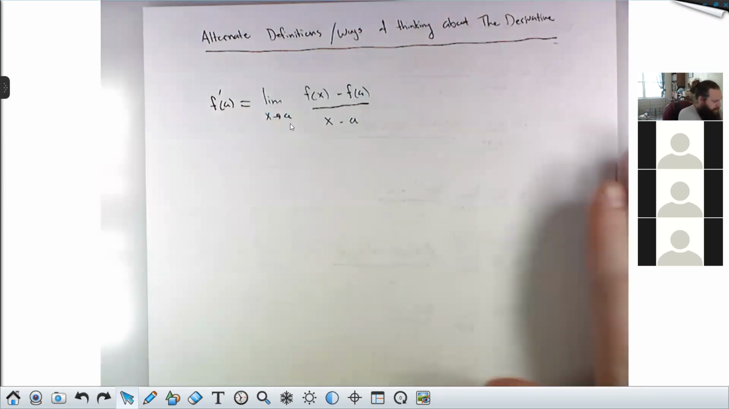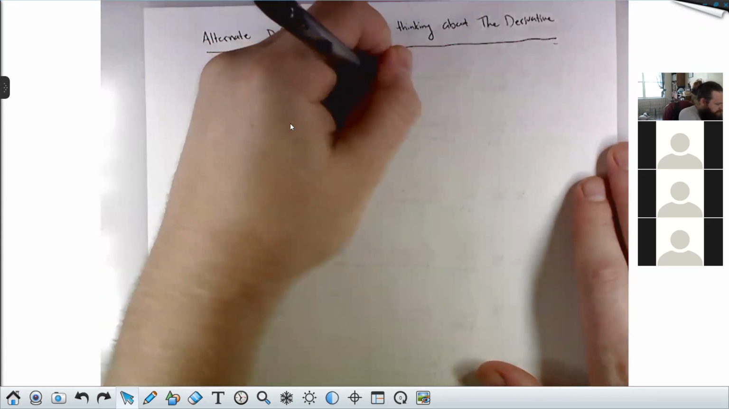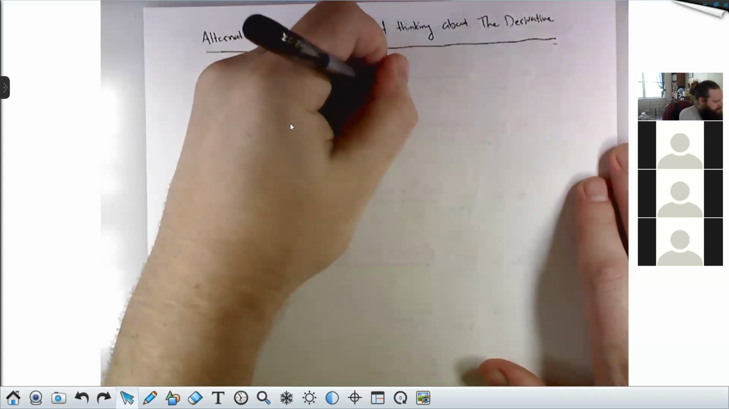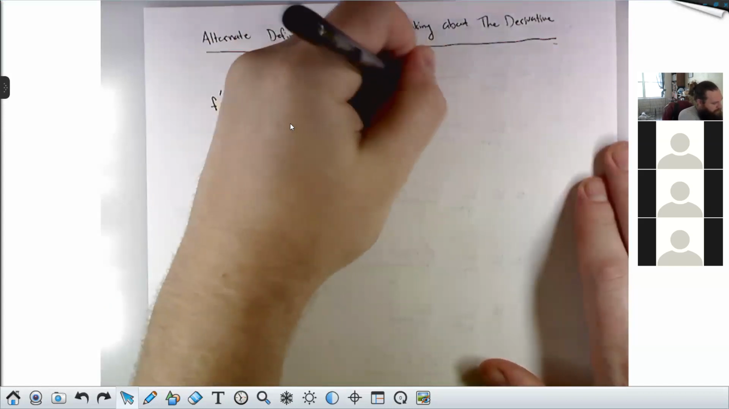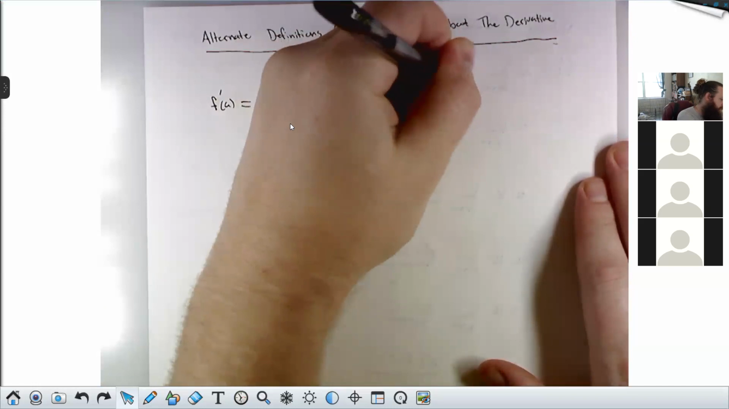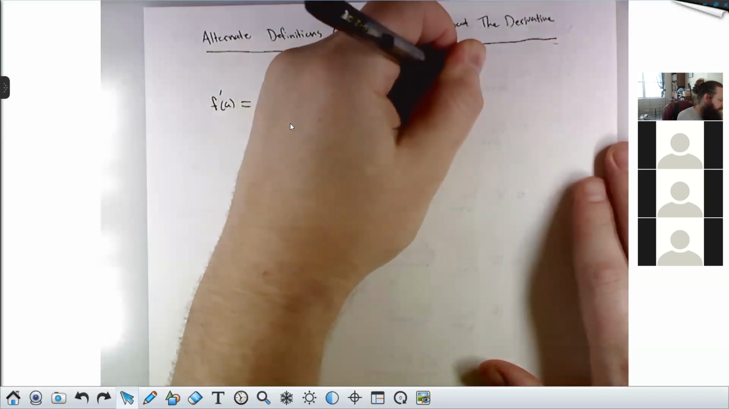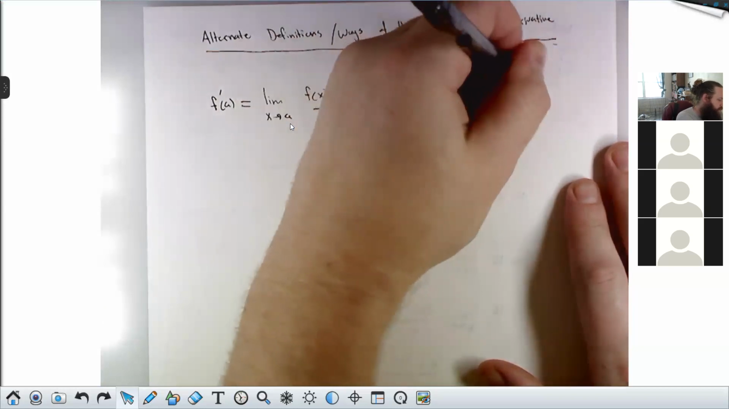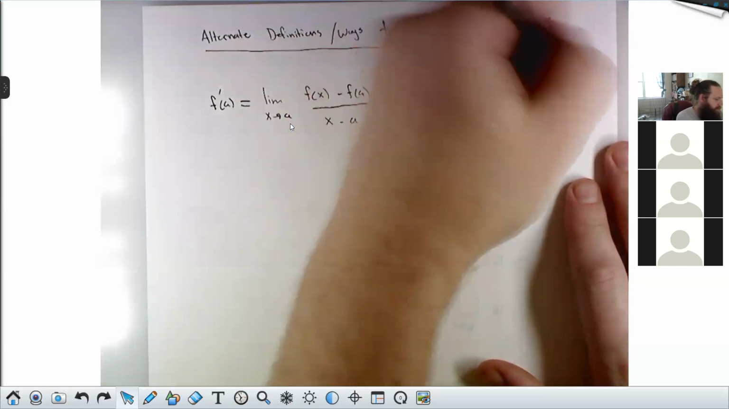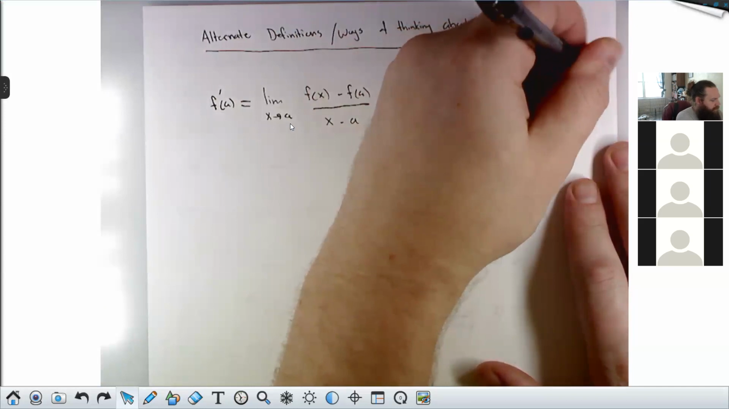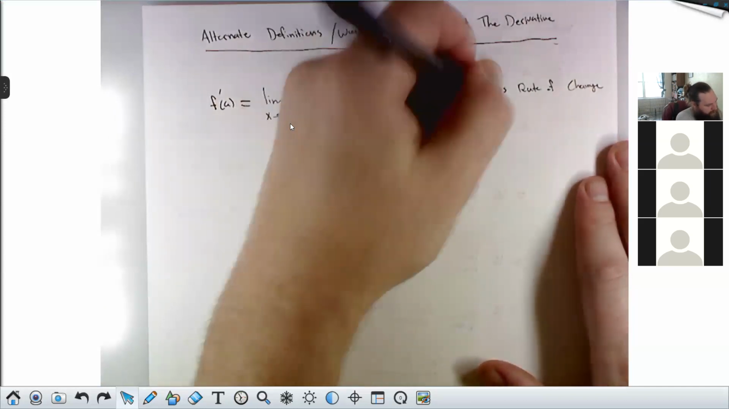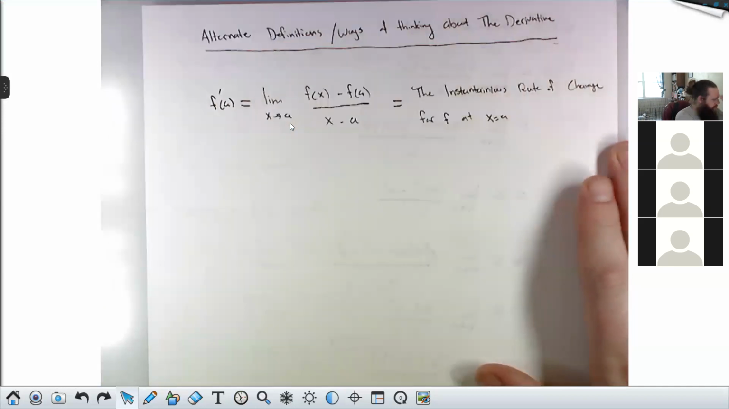Another way to think of f prime of a is as the instantaneous rate of change for the function f at x equals a.